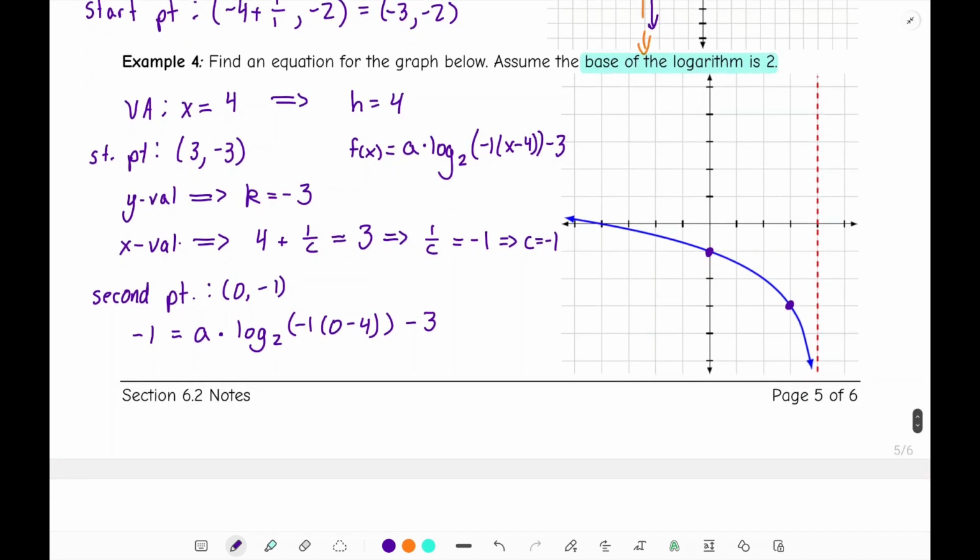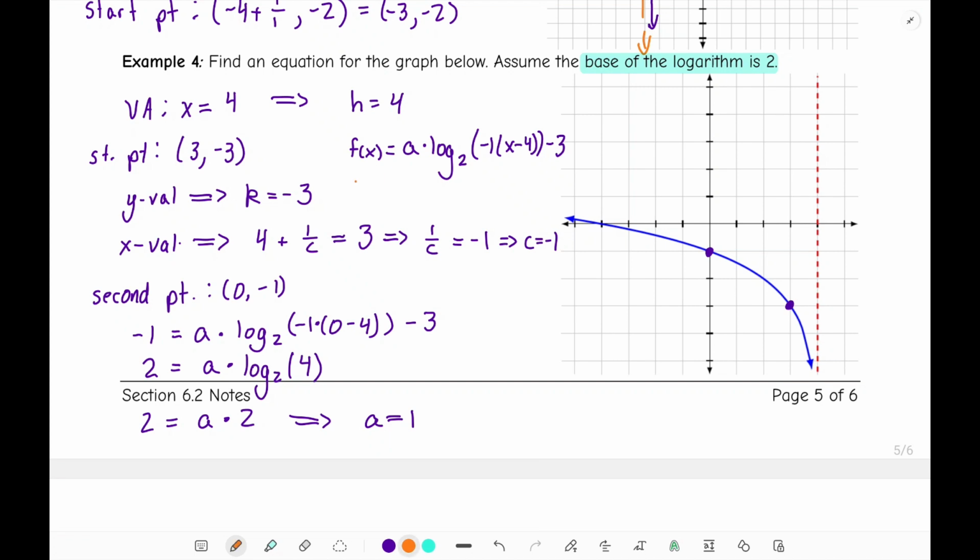So first thing I'm going to do is add 3 to both sides. So we get 2 equals a times log base 2. And then at the same time, 0 minus 4 is -4. But don't forget, you have to multiply it by -1. So we get 4. Then log base 2 of 4 is 2 to what power equals 4? Well, that's squared. So we get 2 equals a times 2. Divide both sides by 2. We get a equals 1.